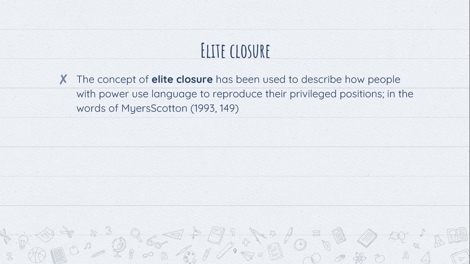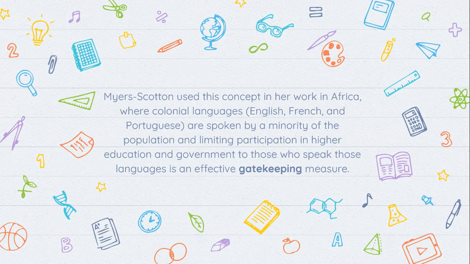Elite closure. The concept of elite closure has been used to describe how people with power use language to reproduce their privileged positions. In the words of Myers-Scotton, 1993. Myers-Scotton used this concept in her work in Africa, where colonial languages such as English, French, and Portuguese are spoken by a minority of the population, and limiting participation in higher education and government to those who speak those languages is an effective gatekeeping measure. Research by Wright 2002 discussed the historical situation of the status of English in South Africa, as well as the contemporary everyday practices which reproduce the dominance of English in the country.